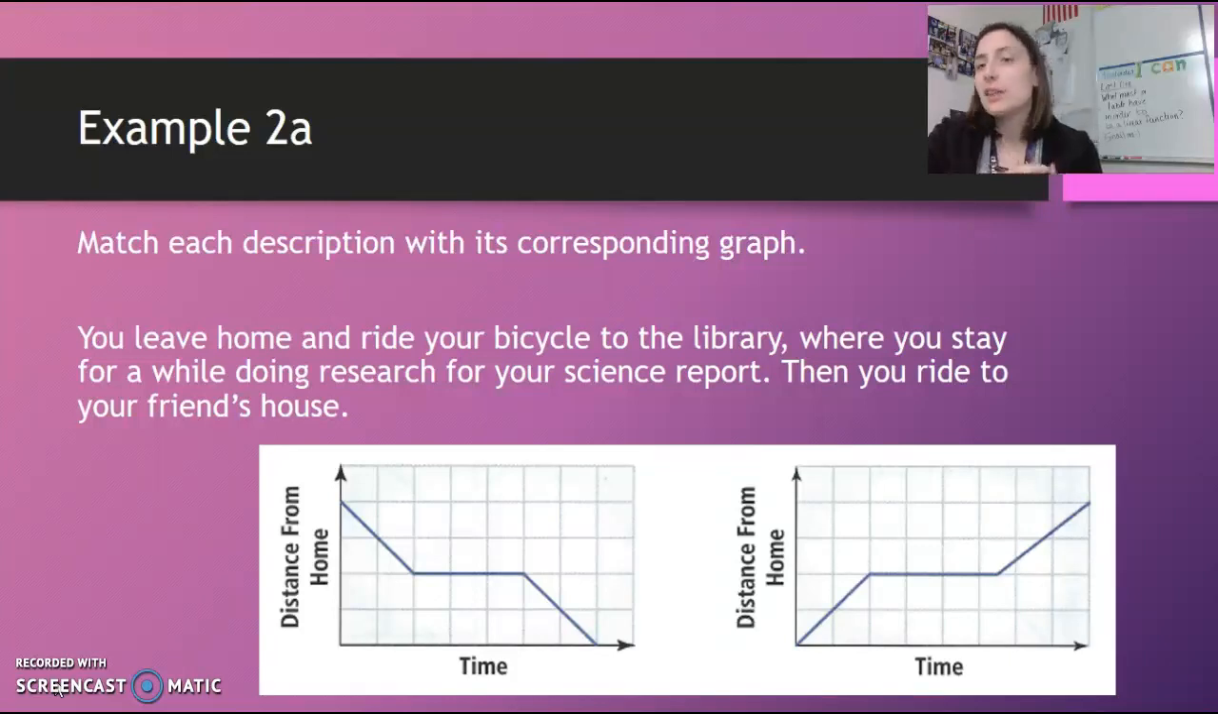All right, and these last two aren't really that long. I just don't like videos getting too long, and a couple of our videos this chapter have gotten a little long. So into our last example, we're going to match each description with its corresponding graph.